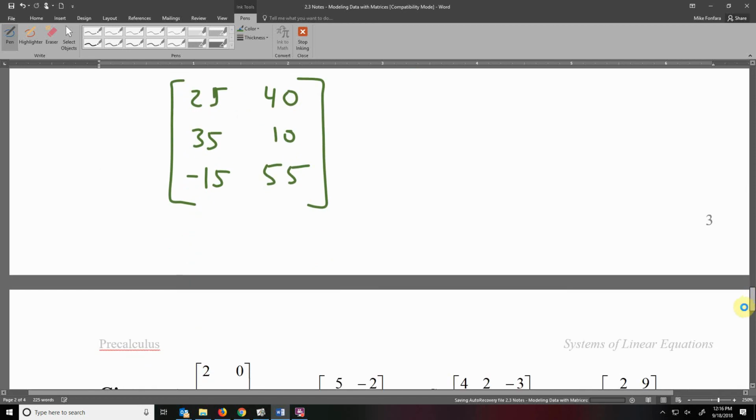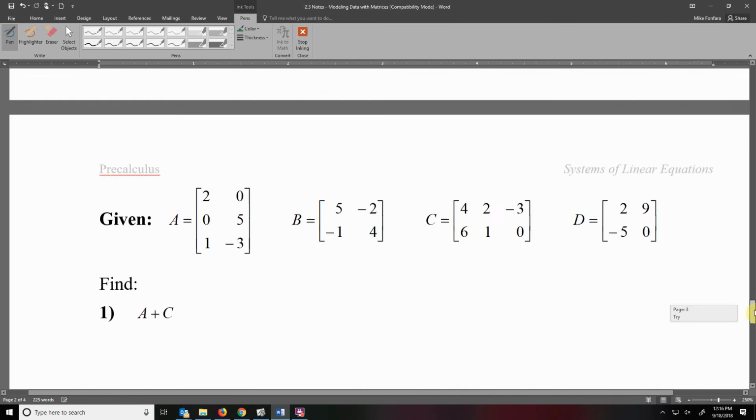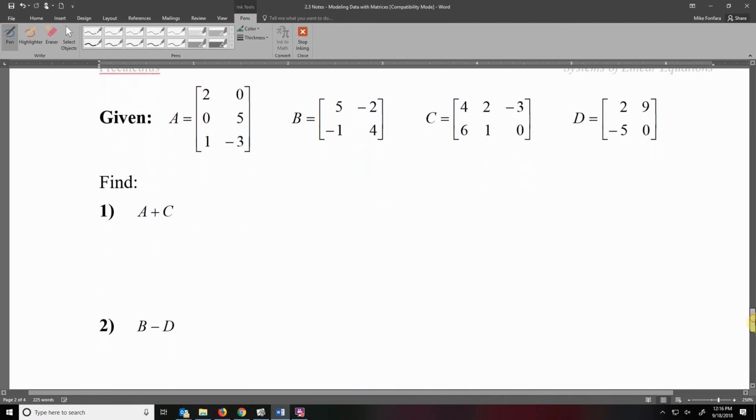So on the last page, we are going to do some matrix operations. We're going to add matrix A plus matrix C. But you know what? Matrix A is 3 rows by 2 columns, and matrix C is 2 rows by 3 columns. I can't add those, because remember, to add and subtract matrices, they have to have the same dimensions. So this is not possible. I cannot possibly add those matrices.